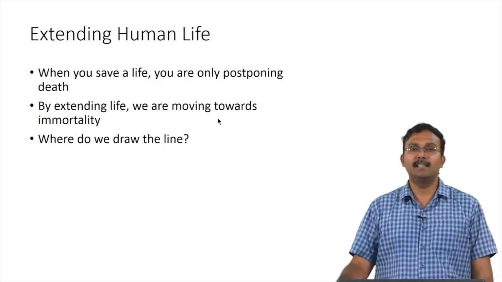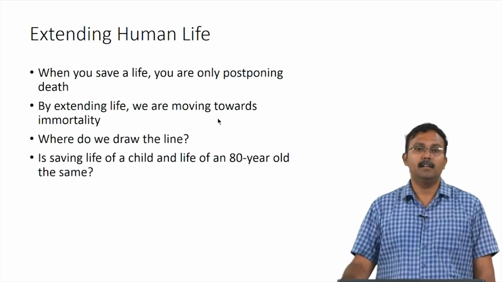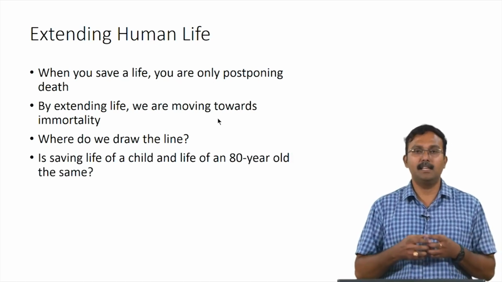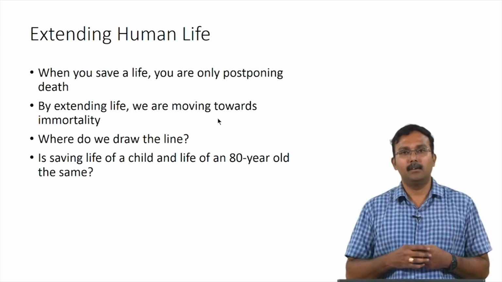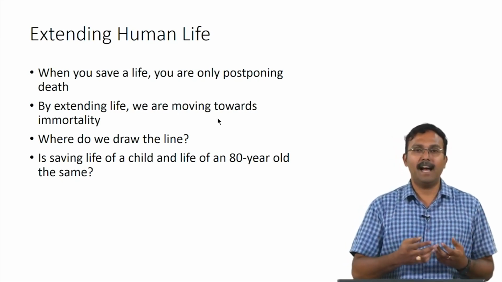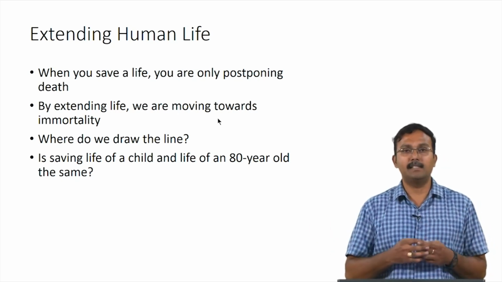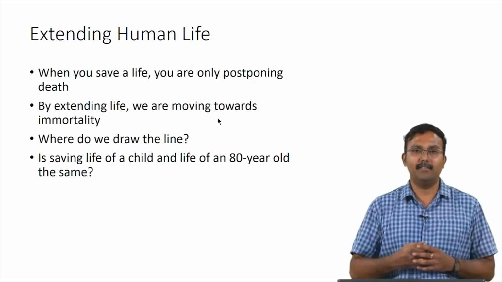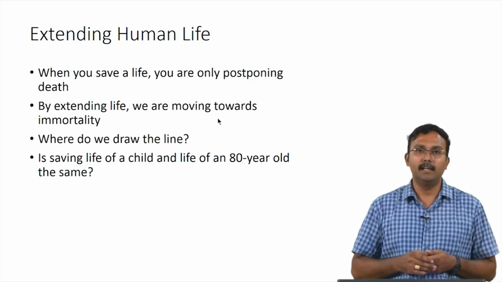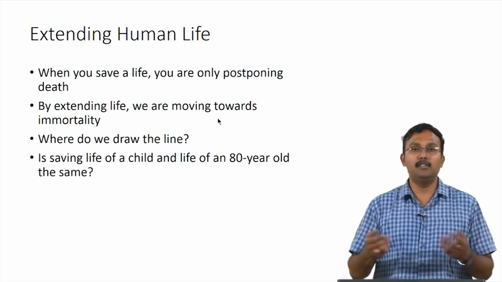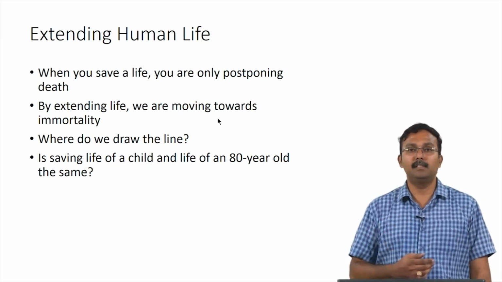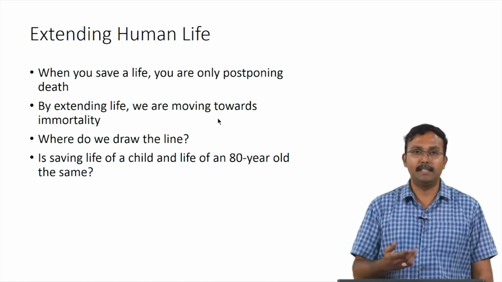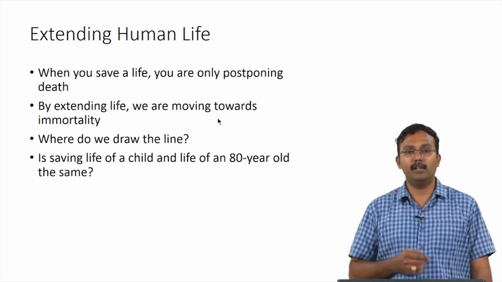Not all things can be seen as equal, right? Saving the life of a child versus saving the life of an 80-year-old cannot be seen as the same thing. The child has the entire life ahead, whereas an 80-year-old might have had a fulfilling life already. So, do we still treat these two things equally? Is extending the lives of these two individuals seen as the same thing? We do not see it that way. So, then where do we draw the line?